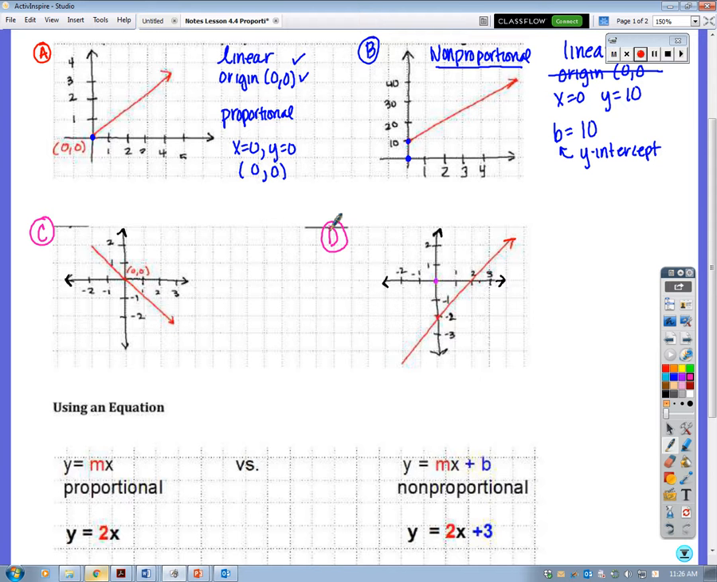Okay. So checking graph C, first thing we're doing is checking to make sure it's linear. Yes, this is linear. It does have a straight line. It does have a constant rate of change. So then the next thing that we check is, does it go through the origin? And yes, it does. It does cross the origin at 0, 0. When x equals 0, y equals 0. So what this means is that its b value is 0, right? I'm just putting that down there because we're going to connect that concept a little bit later. So this graph is linear and proportional.